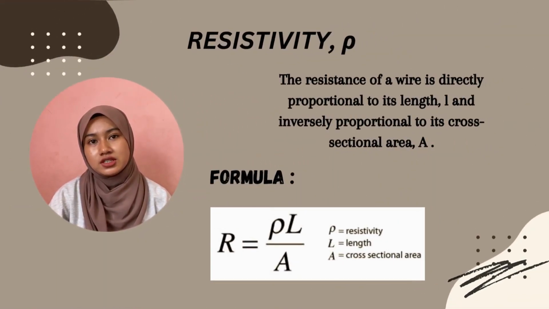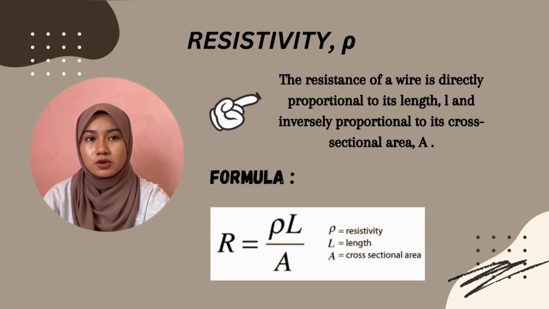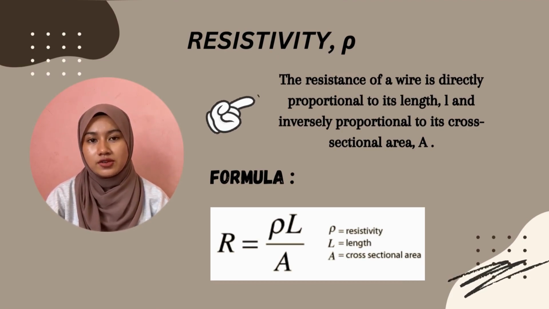Now I will be presenting about resistivity, electric power, electrical meters, ammeter, voltmeter, and lastly multimeter. So first, resistivity. What is resistivity? Resistivity is the resistance of a wire, which is directly proportional to its length and inversely proportional to its cross-sectional area.